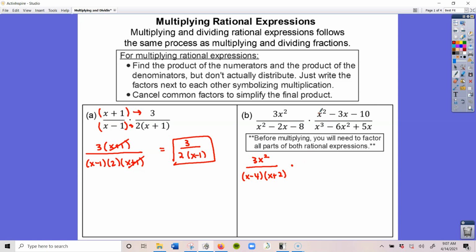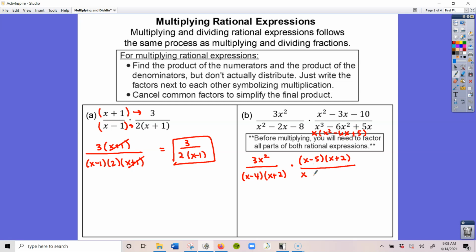Times. Now x squared minus 3x minus 10. This can be factored to x minus 5 times x plus 2. Since negative 5 times 2 is negative 10, and negative 5 plus 2 is negative 3. Over. Now here we have x cubed minus 6x squared plus 5x. This is not a quadratic function that I can factor like this one. However, I do notice that every single term has an x. So I can take out an x first, and that would give me x squared minus 6x plus 5. And now I can continue factoring this quadratic here.